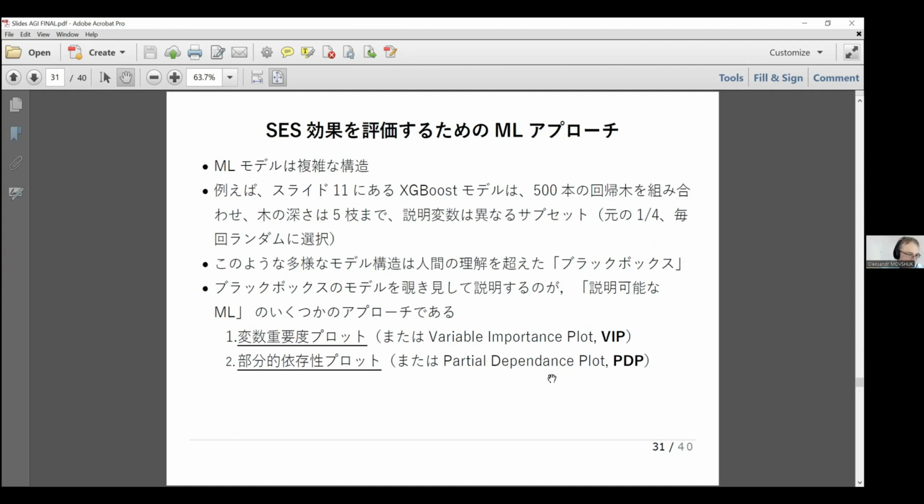And I here report results of 2 such approaches. First one is variable importance plot. Basically, it shows the ranking of variables in their predictive ability. And the second one is partial dependence plot, which shows the expected effect of a given variable, while the other variables are fixed at their averages. So let's move to the first one, variable importance plot.